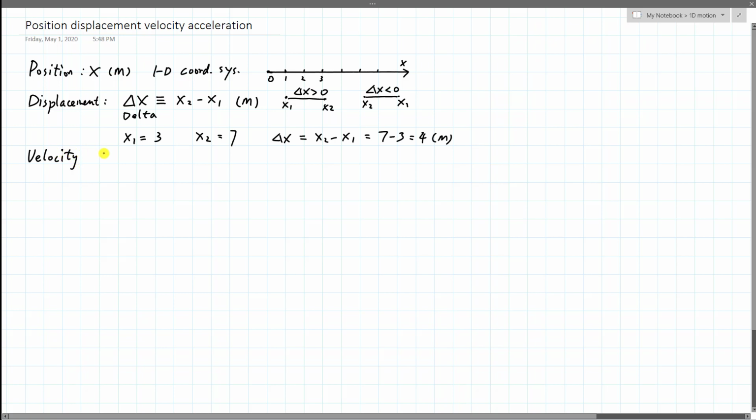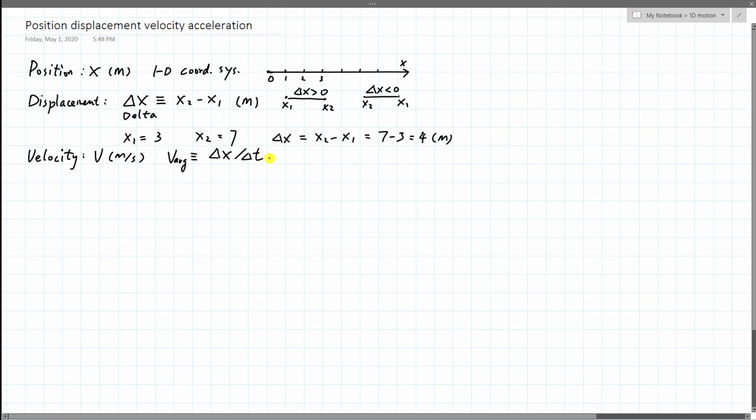This is the average velocity, by the way. We use v for velocity. The unit is meters per second. And how do we define average velocity? So average velocity, v, is defined as delta x over delta t. So what exactly is this?